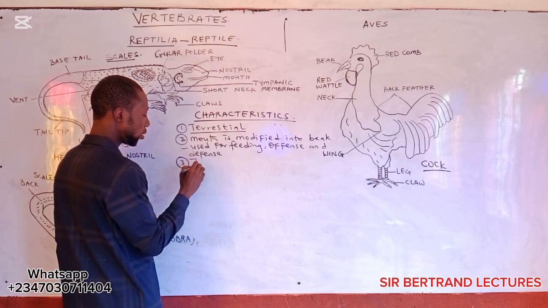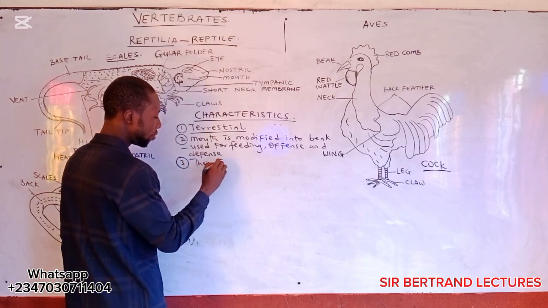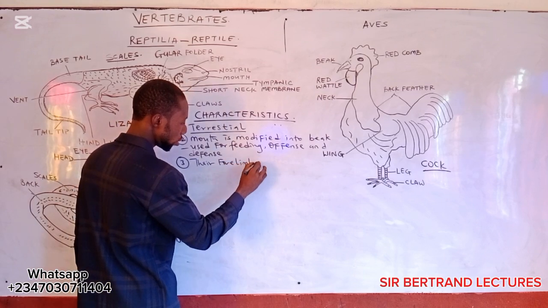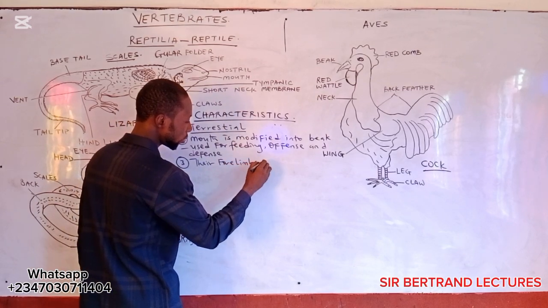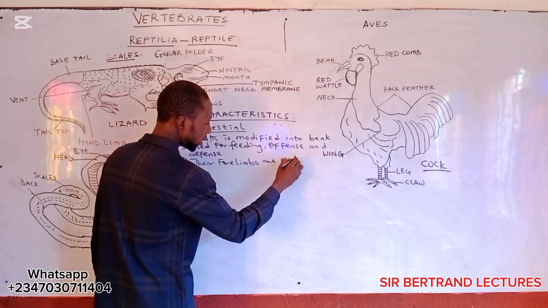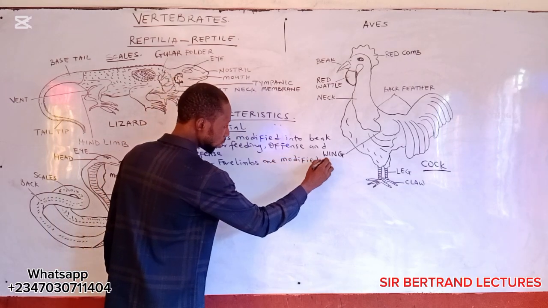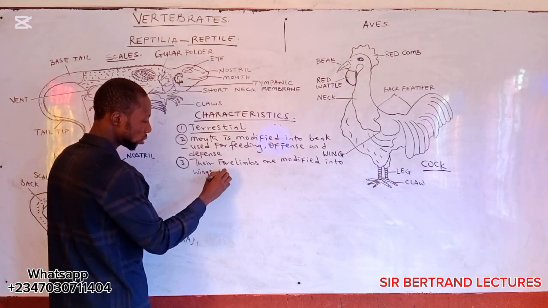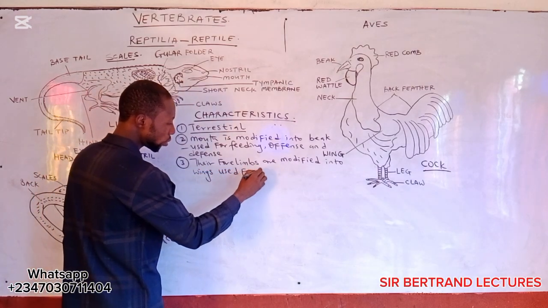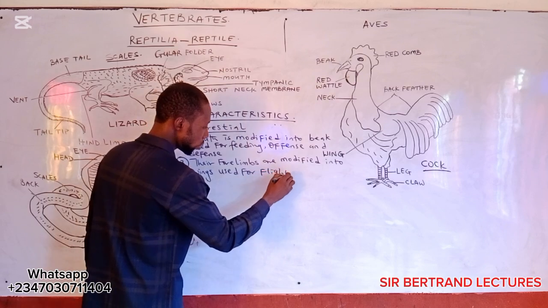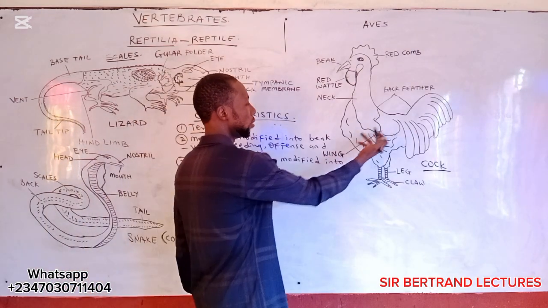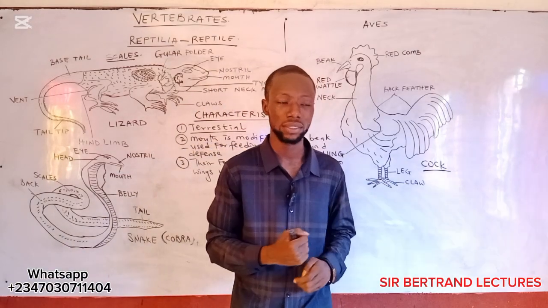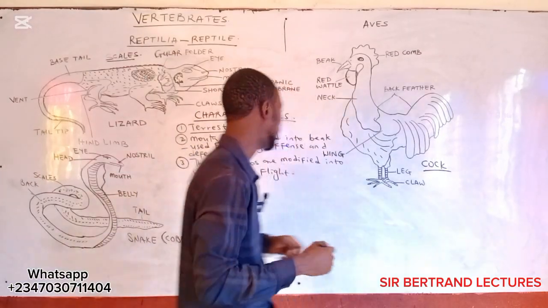Number 3, their forelimbs are modified into wings used for flight. Look at the wings here. This is the forelimb. The forelimb here is modified into wings, which they now use for flight.